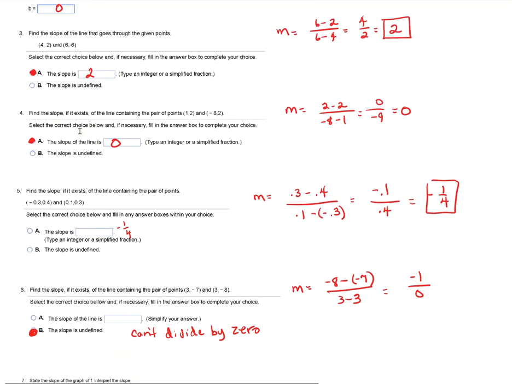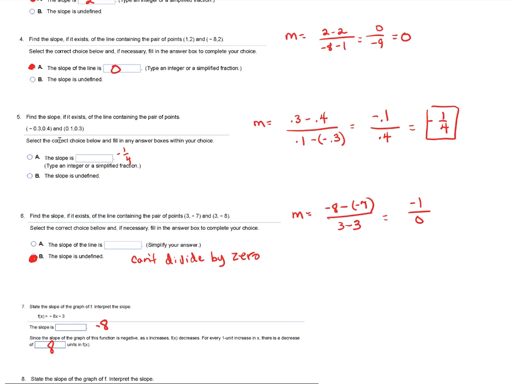Do that again for number 4. 2 minus 2 over negative 8 minus 1 is 0 over negative 9. As long as your 0 is on the top here, your answer is 0. If you get a 0 down here, it's going to be undefined.